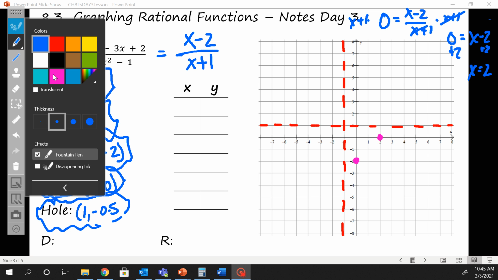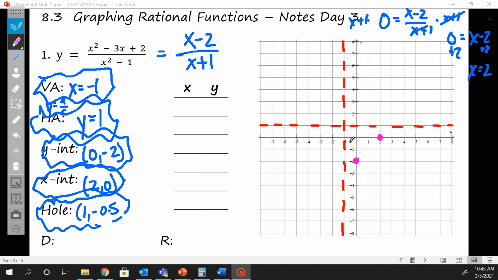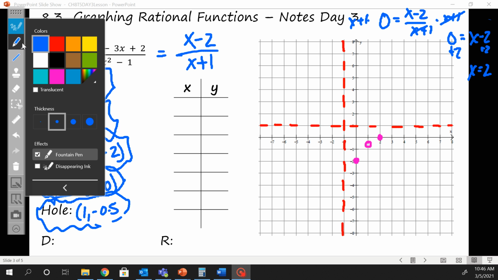And for the hole, we're going to put 1, negative 0.5. We're going to put an open circle like that. Okay, that just kind of shows that there's nothing there. There's no value there, that it's a hole.